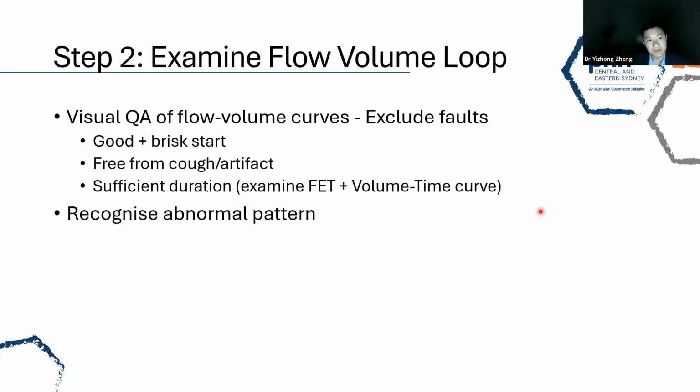So next step, visual QA of the flow volume curves, again, to exclude any faults. And again, a reminder of the three things: a good and brisk start, free from cough and artifact, and sufficient duration. So I suggest you examine the FET, which is the forced expiratory time. Make sure it's at least 6 seconds, or look at the volume time curve to see if there's a plateau effect. And then recognize any abnormal patterns.